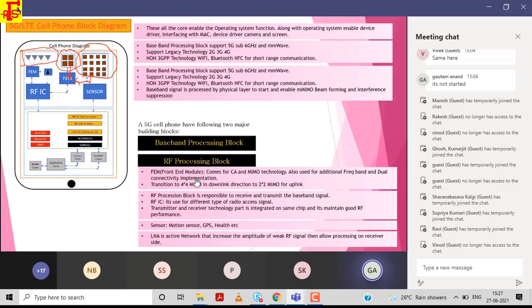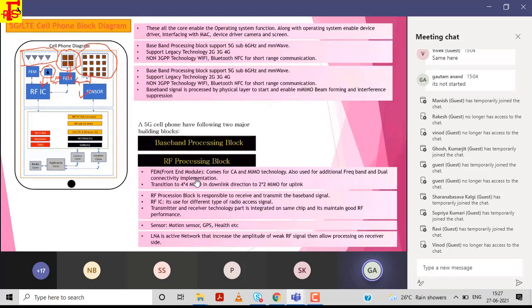So what it does is integrate whatever signal is received, right? It integrates on the chip to maintain good RF performance. So it integrates on the chip, and after that it transmits the baseband signal. In the RF processing block there is also an LNA, a low noise amplifier. What does the low noise amplifier do? Whatever analog signal is received, it amplifies that signal. After that it transmits it to the RFIC, and the RFIC integrates those signals on the chip. And the chip means baseband signals.